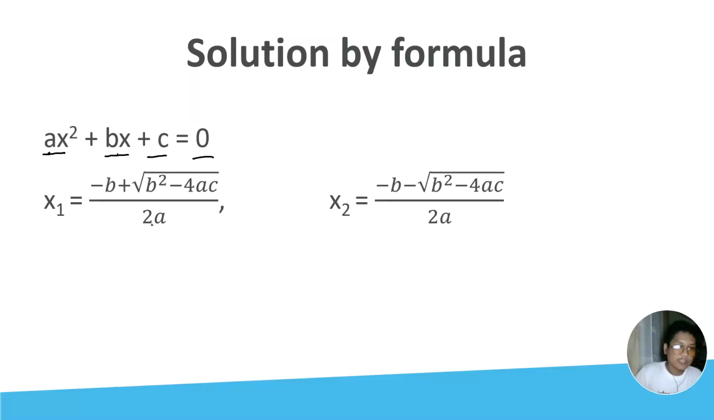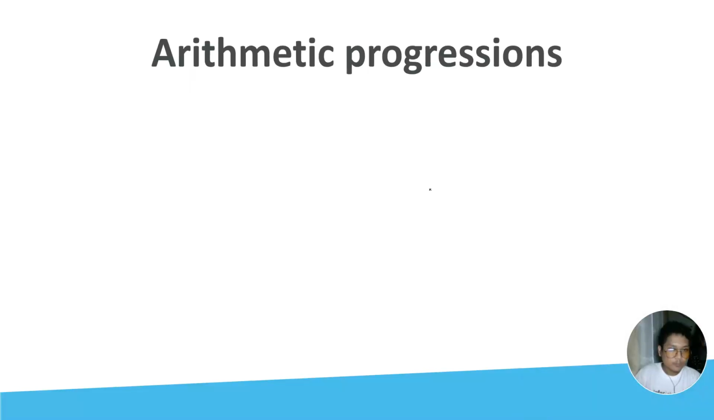So, ang formula natin, negative b plus the square root of b squared minus 4ac over 2a. Ganun din, negative b minus naman. Okay? The square root of b squared minus 4ac over 2a. Okay.